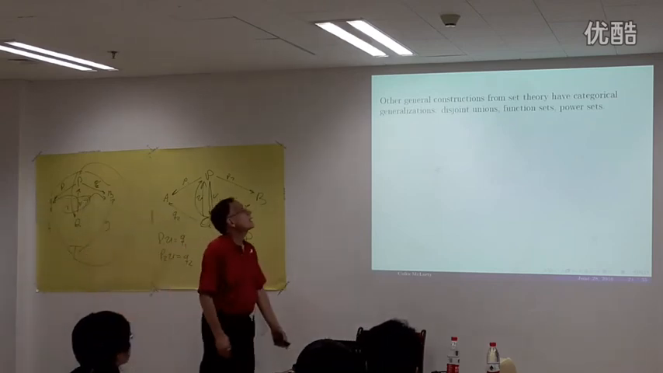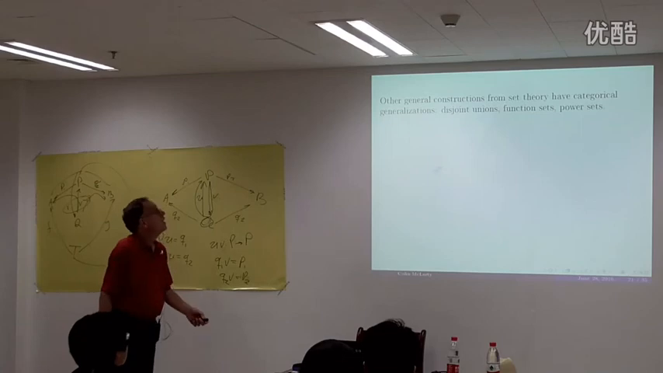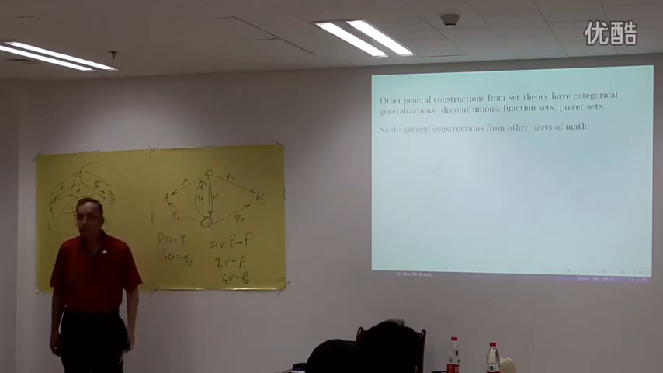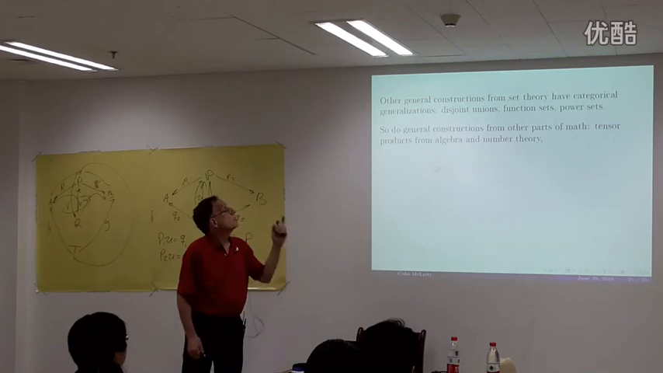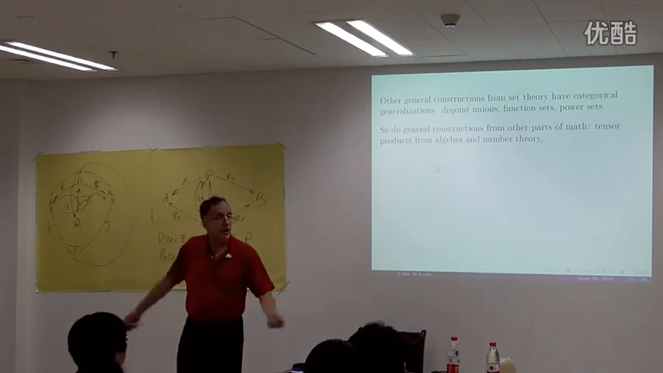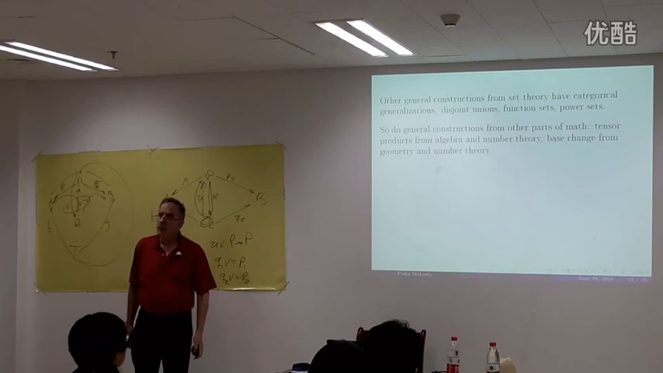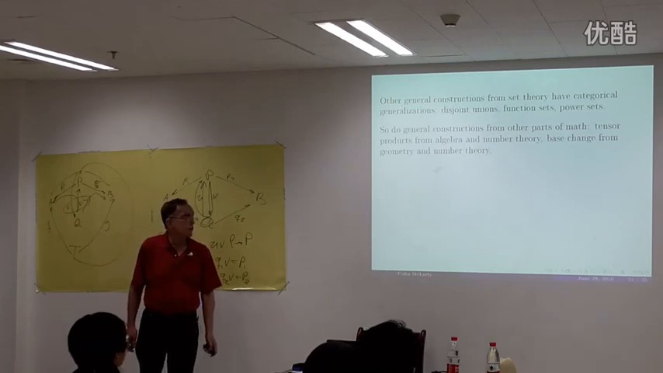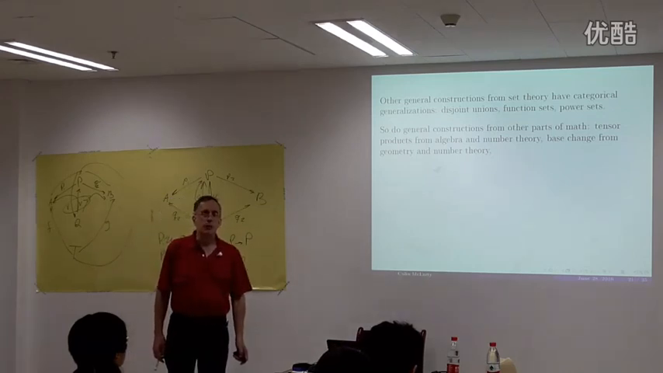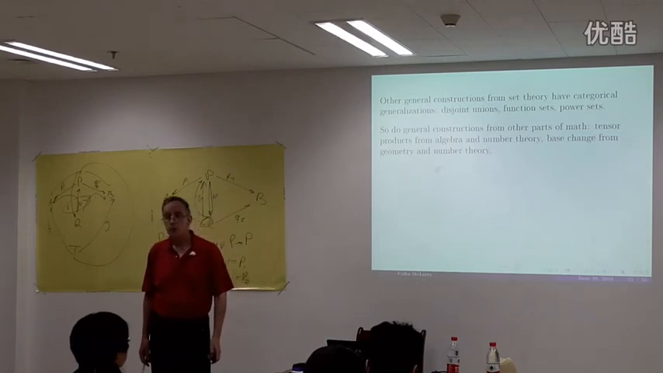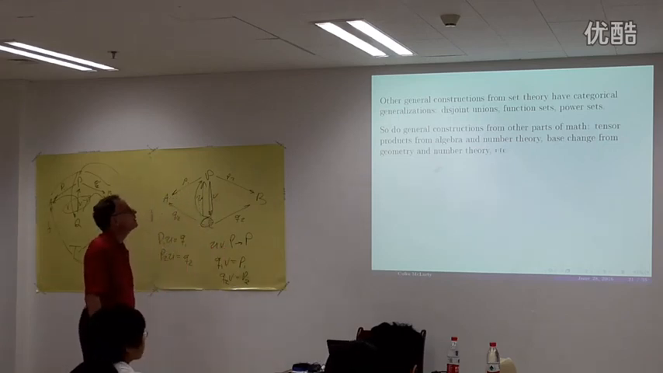Other general constructions from set theory have categorical generalizations: disjoint union, function set, power set, also union if you want to. So do general constructions from other parts of math. Tensor products. In set theory, we don't normally talk about tensor products. But in algebra and number theory, we talk about tensor products. They have categorical versions. Base change from geometry and number theory. It's not really a set theoretic operation. This is an operation that number theorists use all the time. It makes perfectly good geometric sense. You would not want to write that out in Zermelo-Fraenkel notation, believe me. You can do it. You would not want to do it. It's not something that set theorists are used to thinking about, etc., stuff like that.